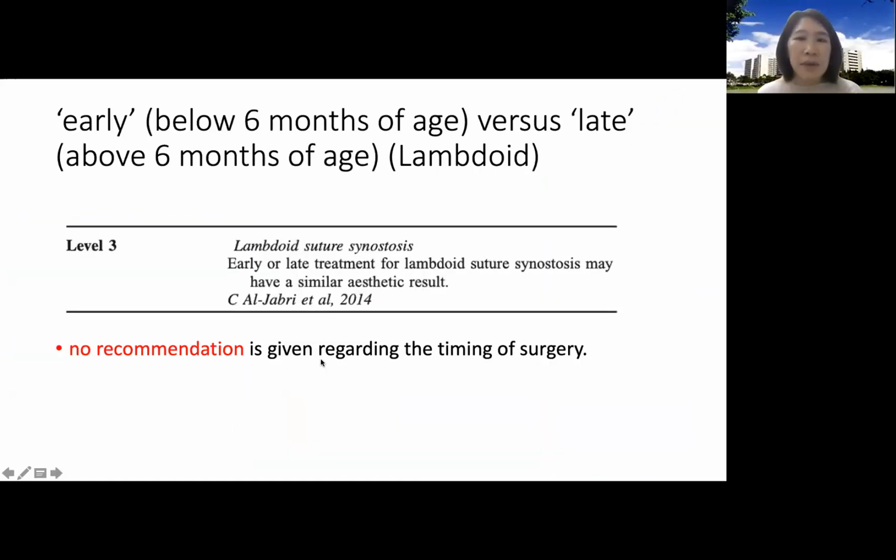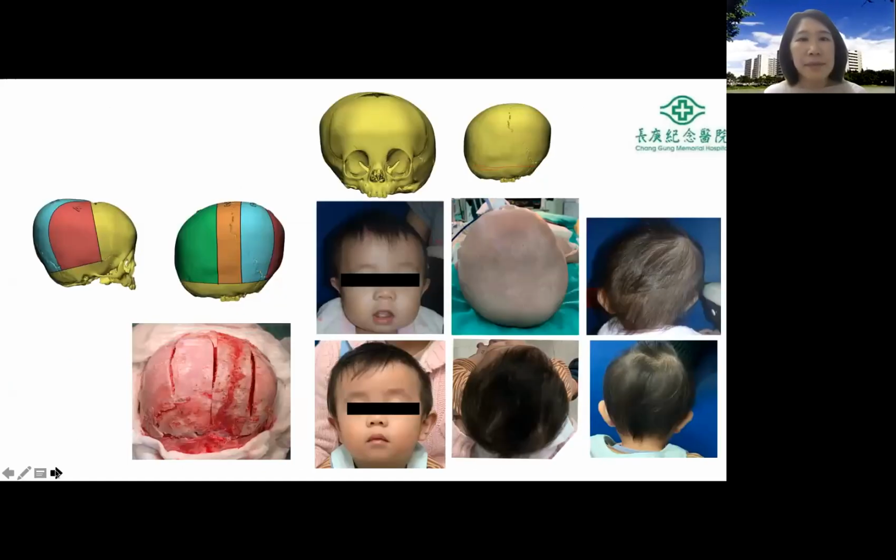For the lambdoid, there's also no recommendation for the timing of the surgery. Like this case, I have to admit that the lambdoid reconstruction is quite difficult. It is not easy to get a satisfying result because the plagiocephaly goes from below to the top. So it is not easy to get a very good result.